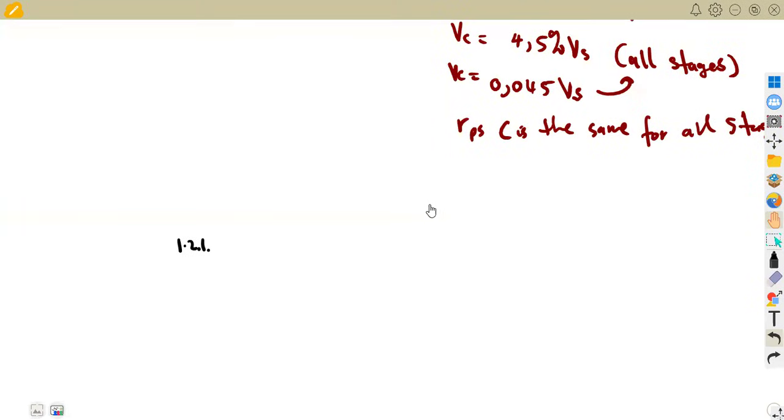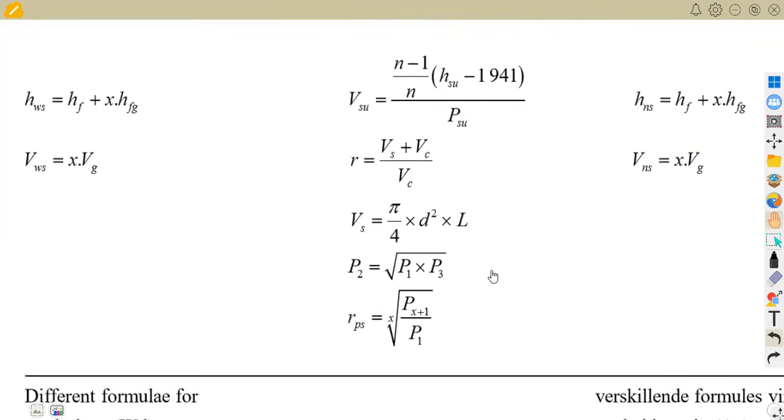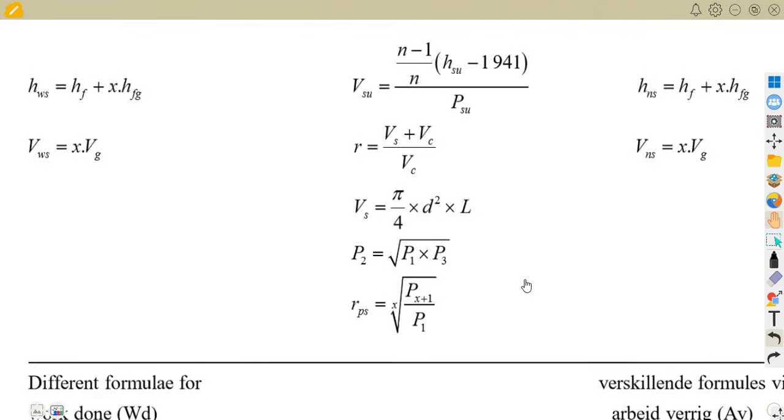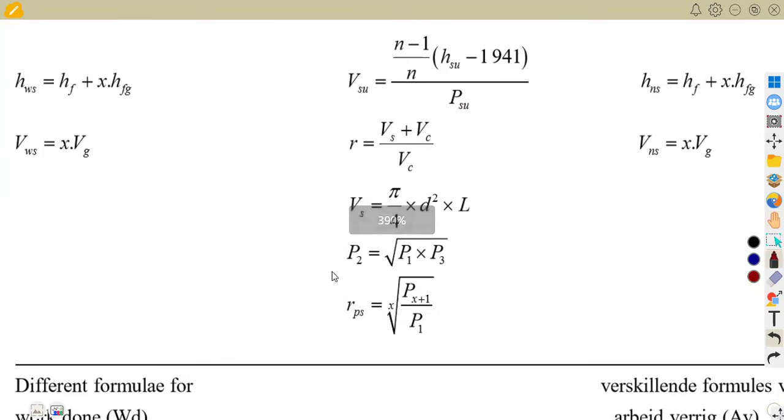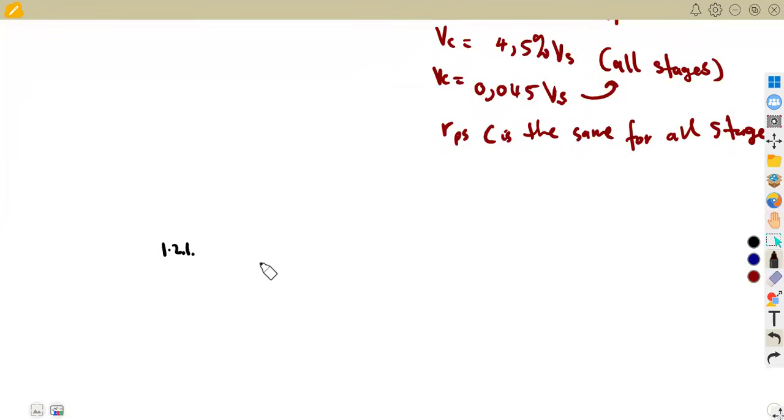I'm going to show you the formula sheet so that we move together. If you check here, there is this part of our formula sheet. We have here R_ps for the pressure ratio. They are saying that R_ps is equal to the x-th root of P_(x+1) over P1. You have to understand your formulas, guys. In order for us to have the pressure ratio, we are supposed to find the x-th root of P_(x+1) over P1. This P1 is for the inlet, then P_(x+1) is for the stage.